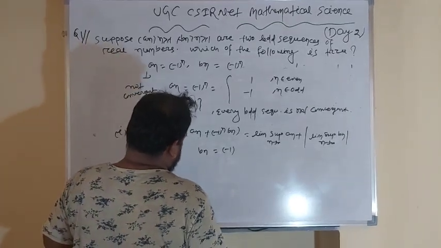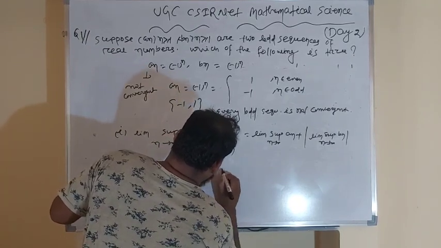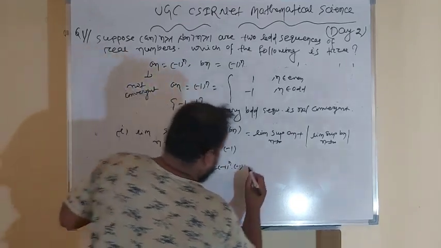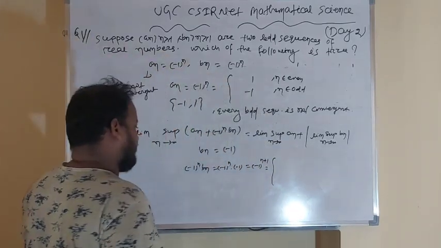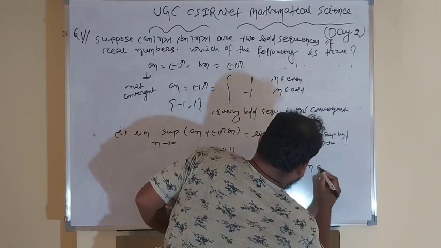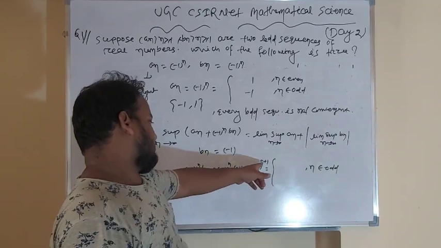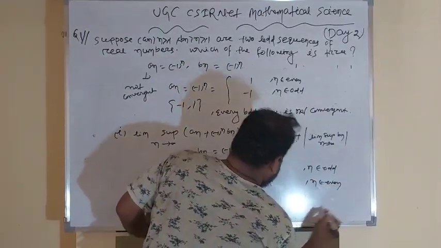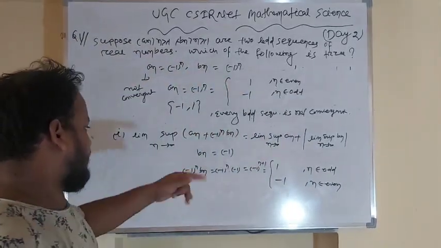Then (-1)^n/n times b_n means (-1)^n/n times minus 1, that is minus (-1)^n/n plus 1. This term has two values. If n is odd, say 3, plus 1 gives 4, that is 1. If n is even, say 2, 2 plus 1 is 3, minus 1. That is two values, 1 and minus 1.